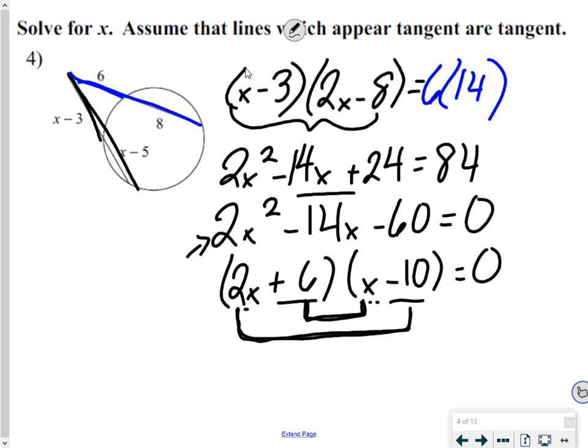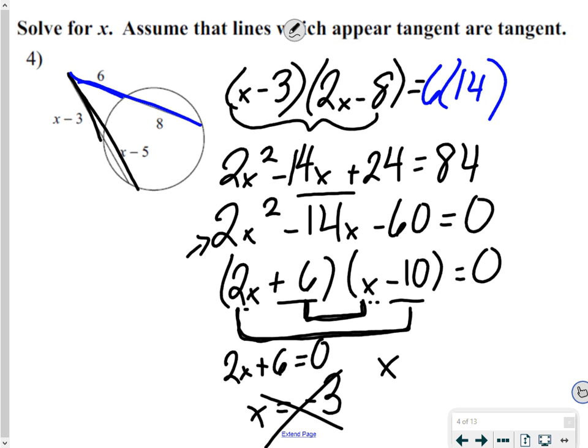We set each equal to 0 and we solve. All right, if we set 2x plus 6 equal to 0 and solve, we get negative 3. A quick look at the problem will tell us that won't work. And then if we set x minus 10 equal to 0, we get positive 10. That's the one.